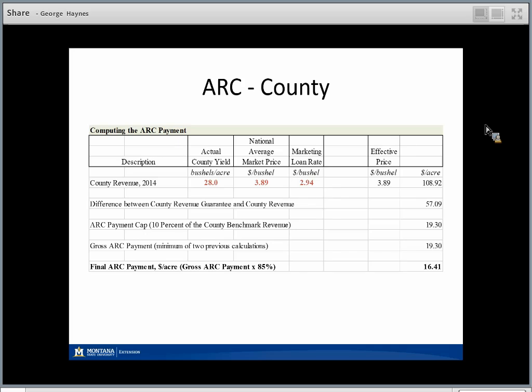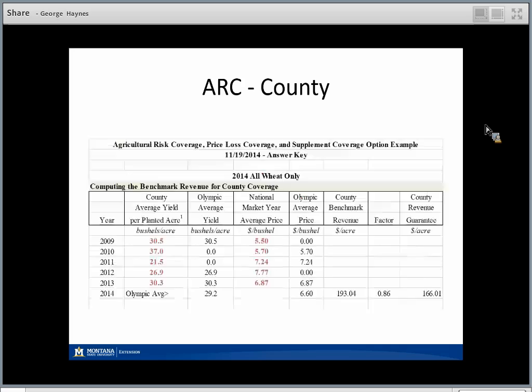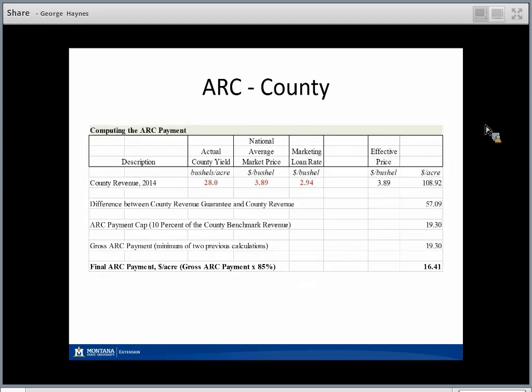Now we go back and do a little bit of arithmetic here. We go back to this $166. From that, we subtract $128. Computer is moving along a little slow, or $108. So we end up with a difference between those two of $57. So we might think initially we're going to get $57 an acre for this.